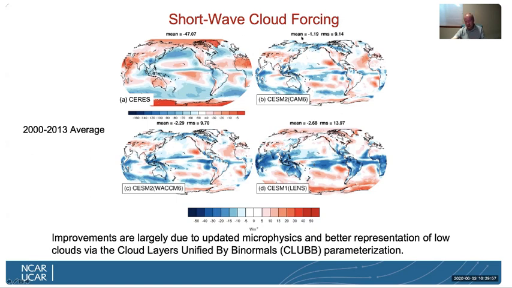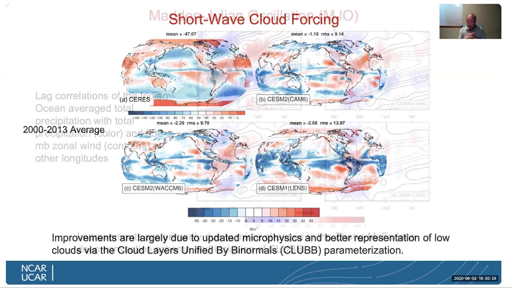You can look at either the mean values or the RMS in particular. You can see big improvements. The older version of the model was reflecting too much, and that has been eliminated quite significantly, particularly at low latitudes. Our atmospheric folks are telling us that it's mostly associated with new, better updated microphysics and better representation of low clouds via the CLUBB parameterization.